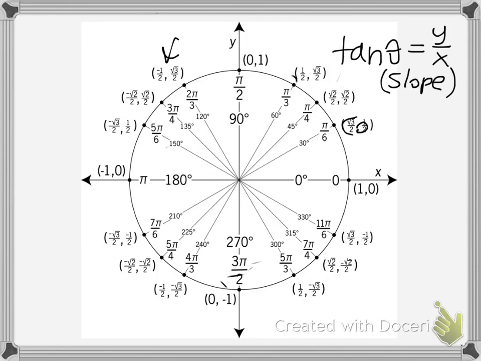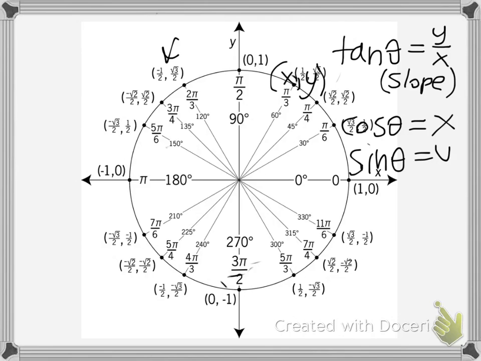We know that cosine of theta equals x. So here's a point x comma y. And we know that sine of theta is equal to y. So that's what the unit circle is good for.